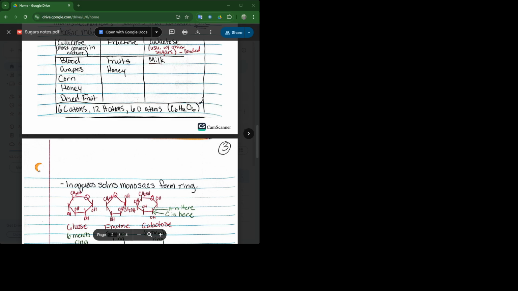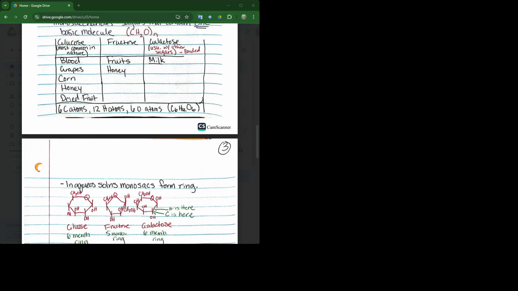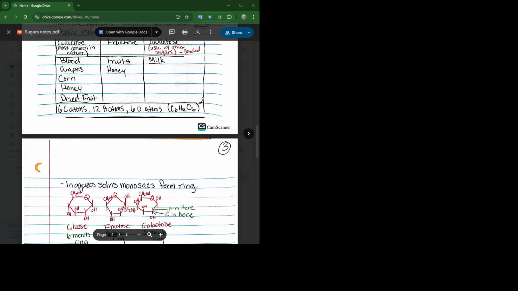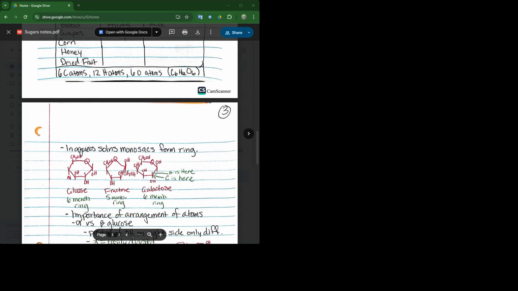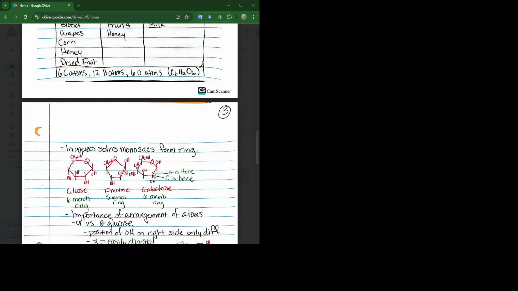And so what I told you is that monosaccharides can exist in linear form, but in aqueous solutions, there will be a ring-shaped structure. Okay, and so my note here is that in aqueous solutions, monosaccharides, and I have some abbreviations here, form a ring. And then I am drawing each structure.